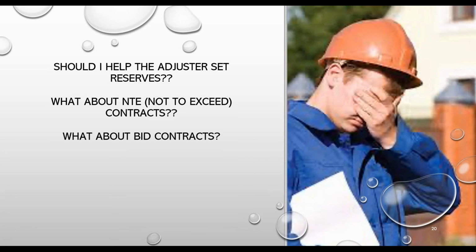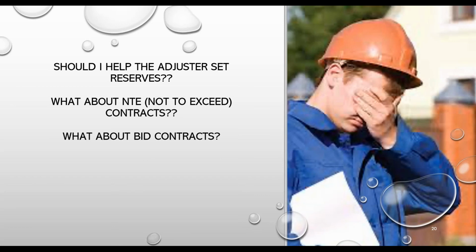So be careful with not to exceed. What about bid contracts for mitigation? Again, if you're very well experienced in large loss mitigation and you want to roll up on a job and say, well, if you just want to bid, I'll do this for $649,018.18, then you can do that.